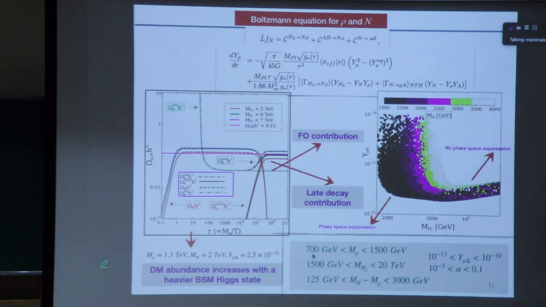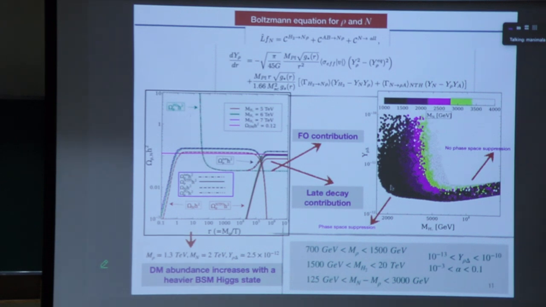We have scanned the relevant parameters in this kind of range, and in this plot we show M_H2 versus Y rho delta, and the color bar represents the variation of M_N. This part follows a very linear kind of relation, because when you calculate the abundance of N, for a very heavy M_H2 it goes as Y rho delta squared divided by M_H2. Therefore, as M_H2 increases, one also needs to increase Y rho delta so that the relic density is satisfied. But this is the part where some additional phase space suppression is present in the calculation of the relic abundance of N.